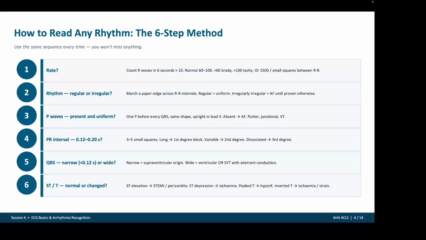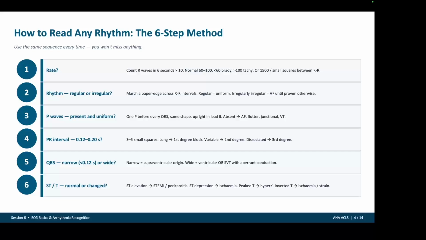How to read any rhythm? The 6-step method. Use the same sequence every time. You won't miss anything. First, look at the rate. Count the R waves in 6 seconds and multiply by 10, or the ECG itself shows us the rate, but you should know how to calculate it. The normal rate is between 60 to 100. Less than 60 is bradycardia, more than 100 is tachycardia. And you can measure the small squares and large squares in between the RR interval. That we'll discuss in another lecture.